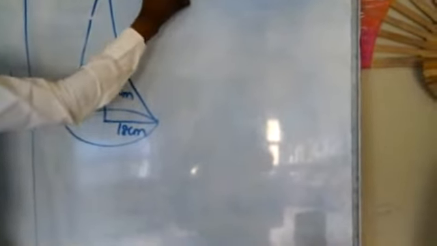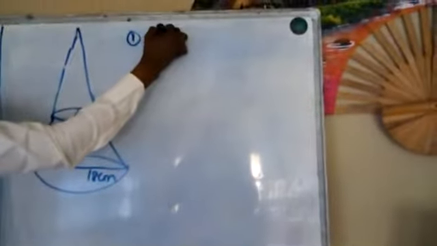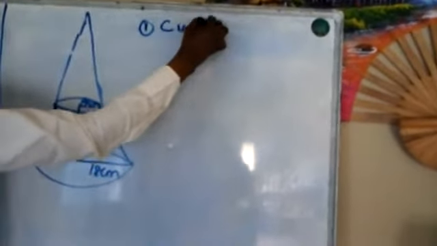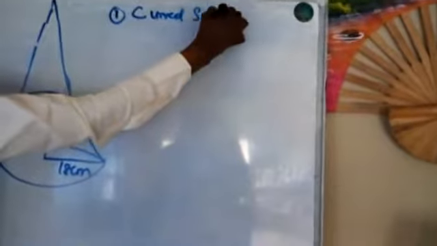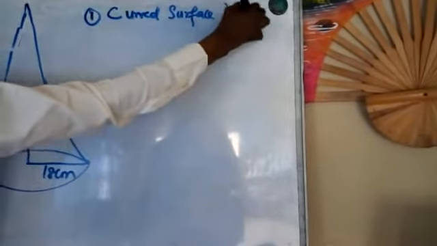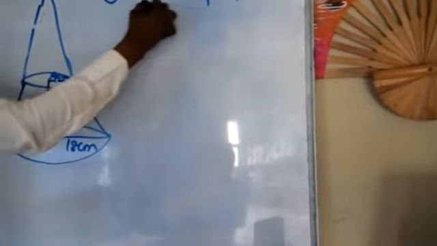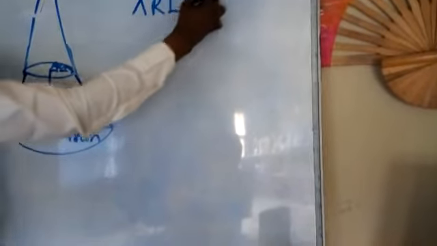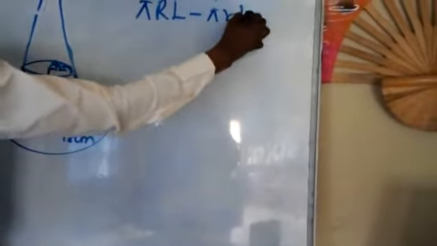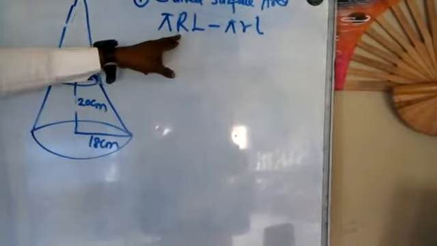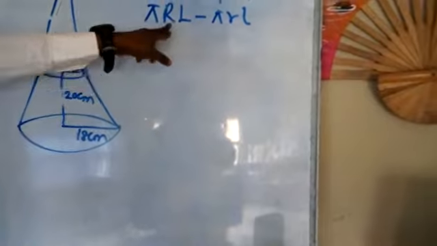All right. Are you seeing it now? Now, don't forget question number 1. We are asked to find the curved surface area. And we have established before now that the curved surface area is pi big R big L minus pi small r small l. So now you can see we are already given the value of r.